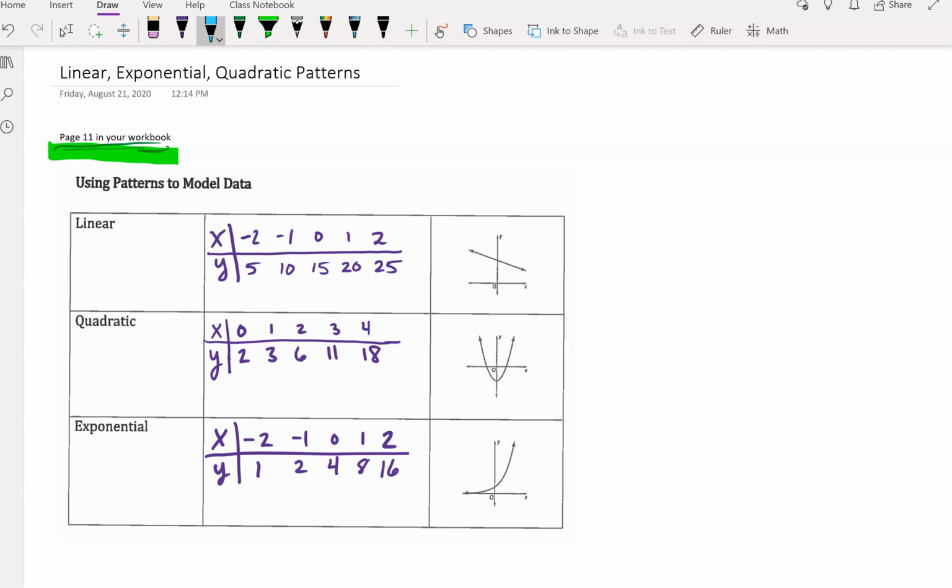Okay, so if you've had a chance to grab your workbook, one of the things I'd like to show you and remind you about linear patterns: when you have a table, you can tell that the equation is going to be linear because the first difference is constant. So right here you see a pattern from 5 to 10 to 15 to 20, 25, it looks like we're adding 5 each time. And in fact, we are.